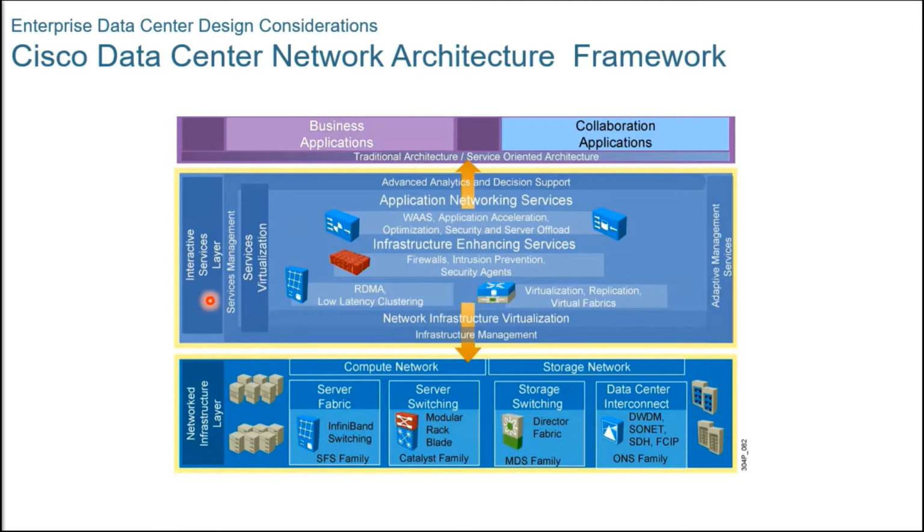The next one would be the interactive services layer, which provides infrastructure services that ensure the fast and secure alignment of resources with application requirements, and Cisco Application Networking Services, or ANS, that optimize application integration and the delivery of applications to end users.